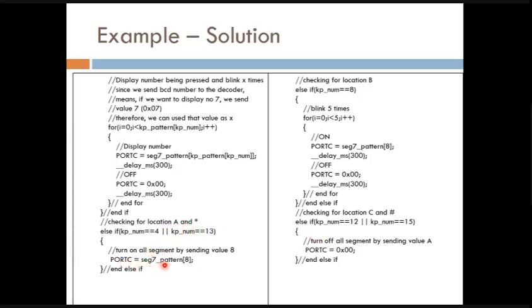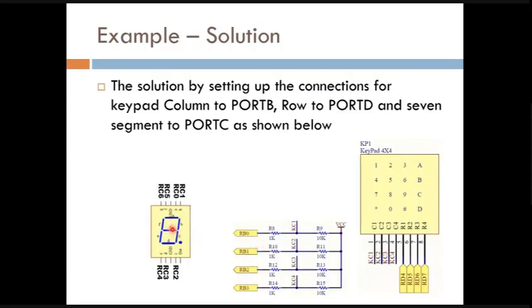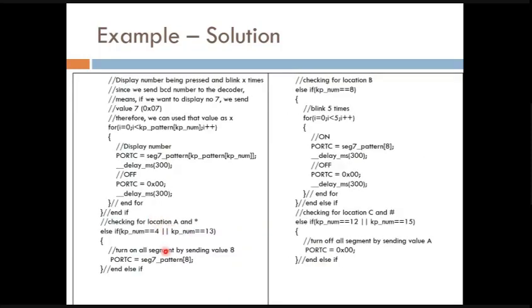For port C, you want to turn on all the segments, starting from data pin A, B, C, D, E, F, G. You want to turn on all the segments. So this means that you need to send character 8. The pattern index number must be 8. So the number here, you need to send it to the array seven-segment pattern. The value here needs to be transferred to port C.